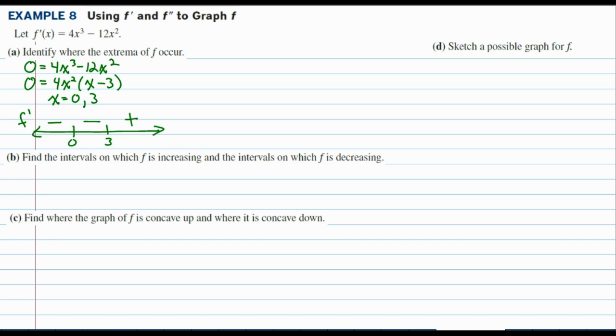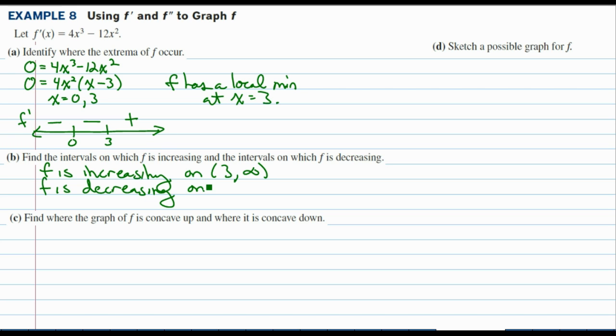The only extrema that f has is a local min at x equals 3 because the first derivative changes from negative to positive. Therefore, f would change from decreasing to increasing. Part B, find the intervals on which f is increasing and the intervals on which f is decreasing. Well, luckily for us, we've already done the work for that, so we don't need to do it again. We can just use this number line test. F is increasing from 3 to infinity.